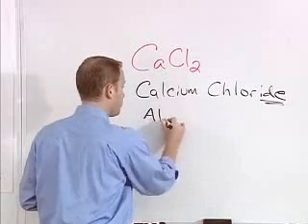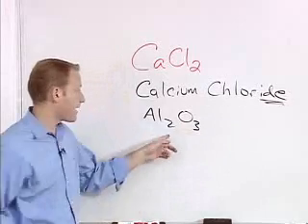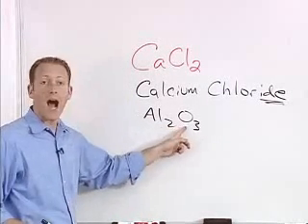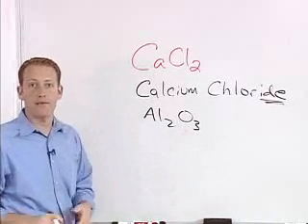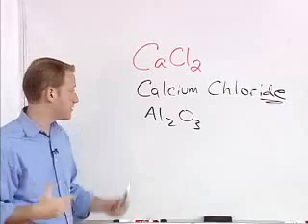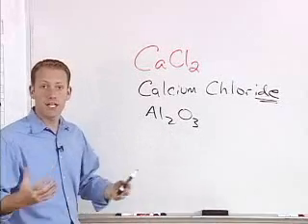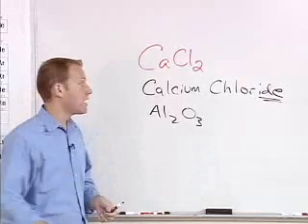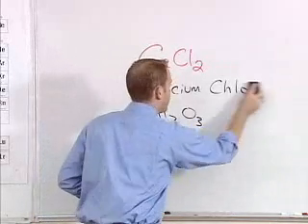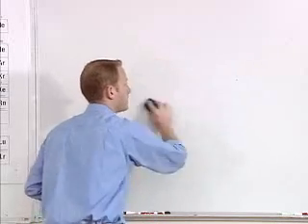If it was Al2O3, doesn't matter the numbers, it would be aluminum oxide. It's all the same thing. Binary ionic substances, metal and nonmetal, you name it like that. Positive, then negative, and then the first one keeps its name, and the second one ends in ide.